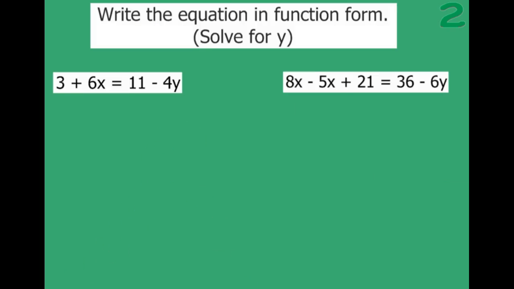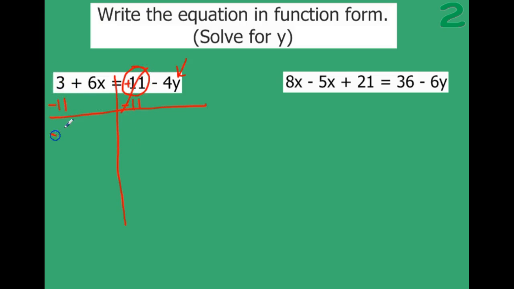Let's try a couple more. Draw your line down. This time y is over here, that's fine. We need to get rid of this addition and subtraction first, and then multiplication and division. We're still just doing the order of operations backwards. This is a positive, so we're going to subtract 11. Now I can combine this 11 with the 3, so I'm going to put it underneath the 3 instead of the 6x. So those are gone.